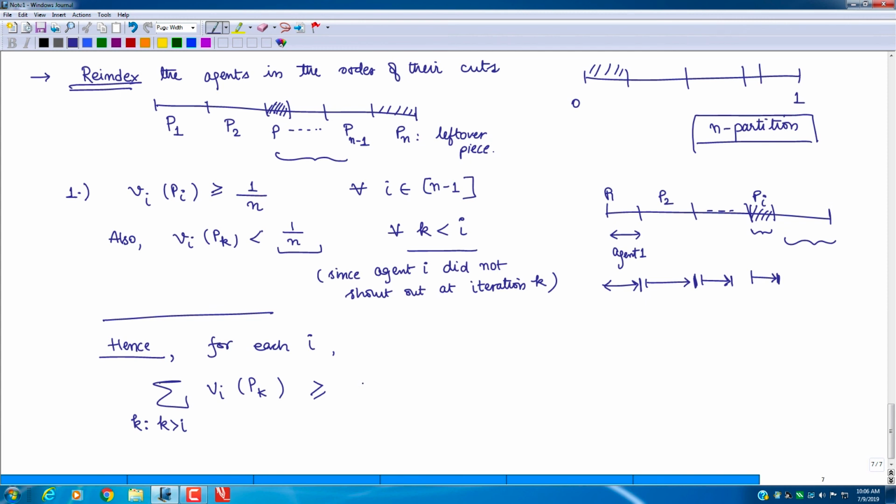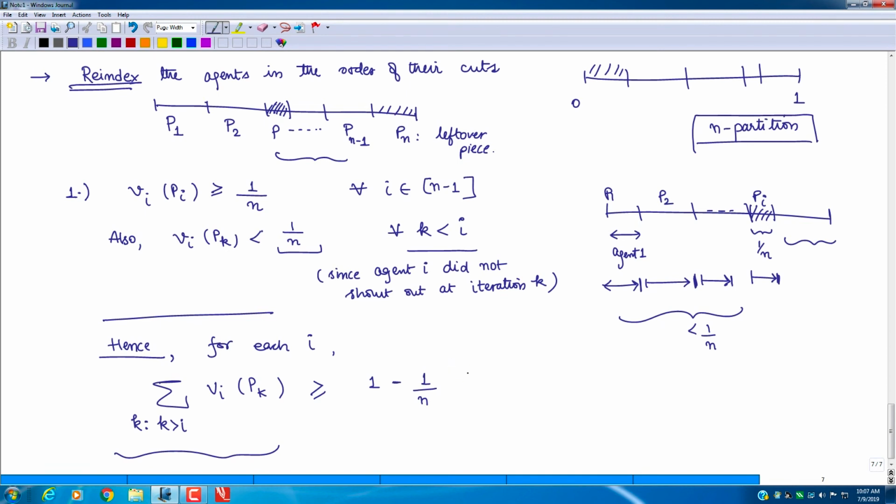Okay. So what I know here is, I know the whole piece was valued at 1 because of the normalization assumption. It can all be rescaled because of divisibility and additivity. So I know that the whole piece was valued at 1. I know that the ith piece is valued at 1 by n, so I remove that particular piece from consideration. These others are all valued at less than 1 by n, and I need to know what happens here.